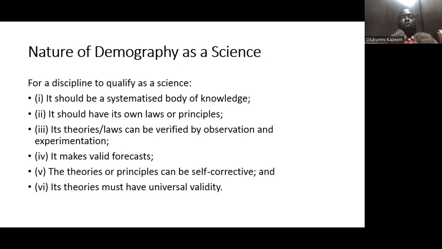That is, if you postulate that this is this, just like for instance, in economics, we talk about the law of demand and supply. If you postulate that law, then we should be able to verify the authenticity of such a claim either through observation or through experimentation. So if it passes that, then it's one of those things that will qualify that particular field to be a science. Then it makes valid forecasts. Here, what we're saying is that scientific fields or specializations that we consider to be a science, they make projections, they forecast.